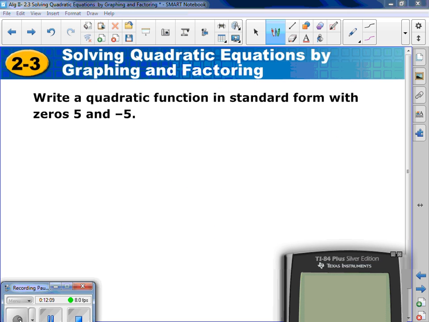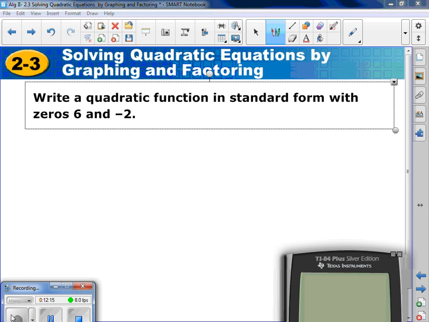So is that right? Sometimes you're given answers and you have to work backwards. We want to write a quadratic function in standard form with zeros of 6 and negative 2.